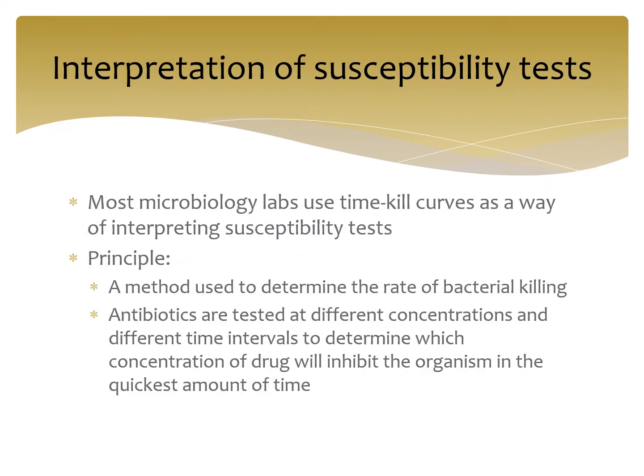So then we have to interpret our susceptibility tests. We might be given some numbers or Kirby-Bauer or microdilution susceptibility. We have to actually interpret whether our infection is either susceptible, intermediate, or resistant to these drugs. And most microbiology labs use what's known as a time-kill curve as a way of interpreting susceptibility tests. This is a method to determine the rate of bacterial killing. It's a method of time and concentration. Antibiotics are tested at different concentrations and different time intervals to determine which concentration of drug is going to inhibit that organism in the quickest amount of time.